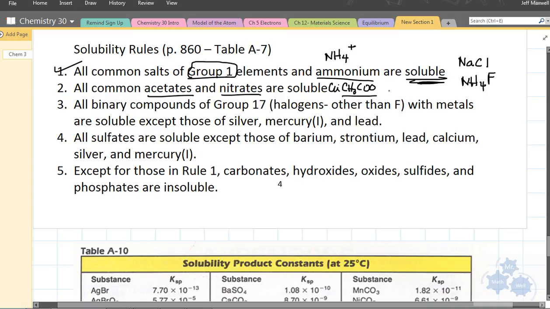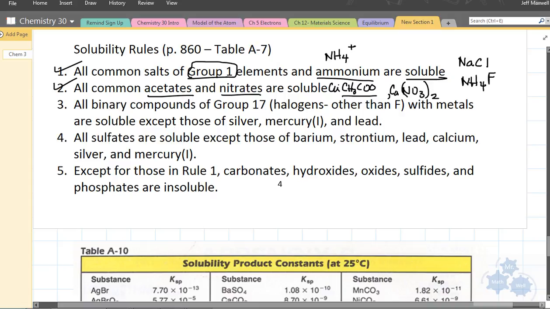Okay. Nitrates, of course. You look on your chart there, NO3 minus. So anything with a nitrate, sodium or manganese or titanium, any kind of metal that you can think of. Calcium, right? Calcium nitrate. That's going to be quite soluble. Okay. So acetates and nitrates, soluble.